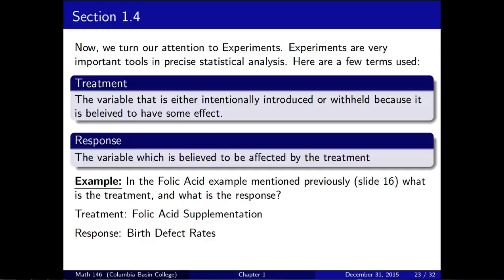And the response is the variable we think is actually going to be affected by that treatment. Okay? So if you're doing a clinical trial for a blood pressure medication, the medication is the treatment, the response is patients' blood pressure levels. Okay? So if you go back to slide 16, there was an example where they were giving folic acid to pregnant mothers. And they were observing if it affected the birth defect rates. So here, what's the treatment and what's the response? Well, the treatment is folic acid supplementation, because they're either getting it or not. And the response is the associated birth defect rates with the women who either got it or didn't get it.